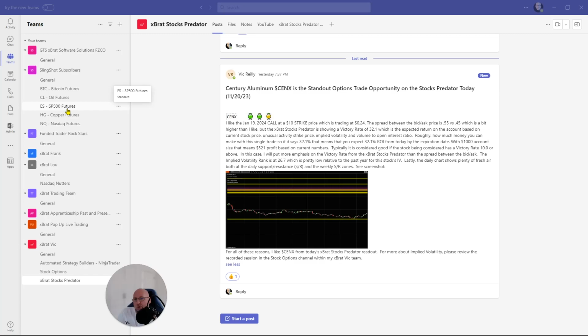Within our Stocks Predator, we have a confluence meter, and we look for confluences of both technical and fundamental. In this case, Vic, xBrat Vic, is one of my traders in my team, and in the team section for our traders, we have the Stocks Predator.